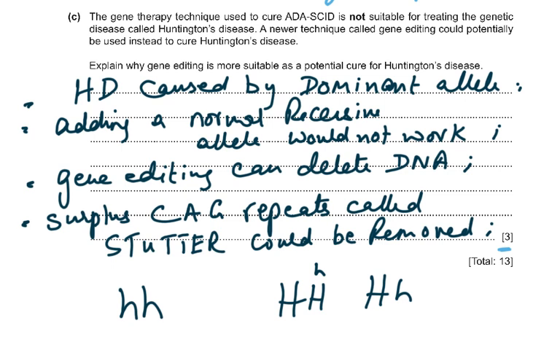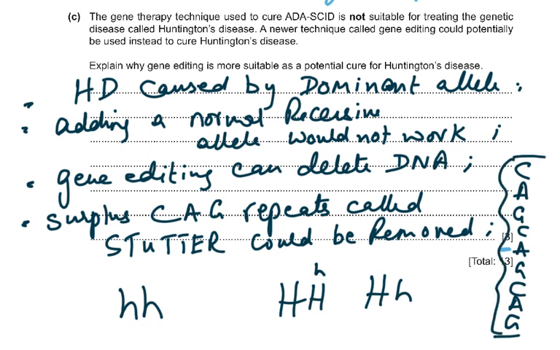So, gene editing can delete the DNA, or we can remove the stutter. In the end, what we have is a lot of CAGs, cytosine, adenine, and guanine repeats. It comes again and again. The more the repeats, the earlier the onset of the disease. So if we could edit this portion, I mean remove this portion, delete this part of the DNA, then we could maybe find a cure for it.